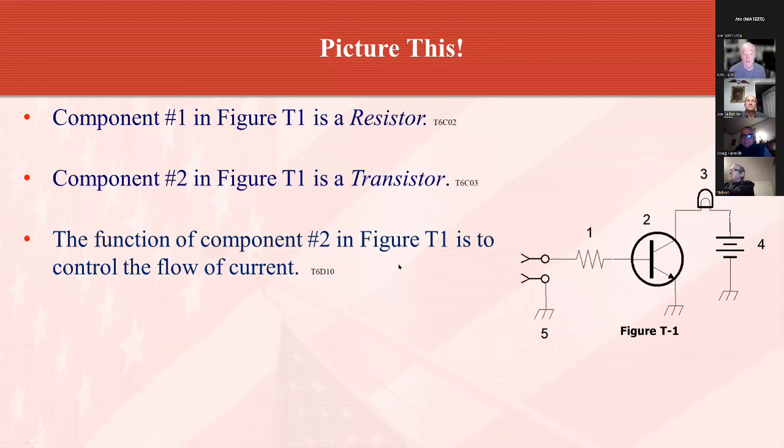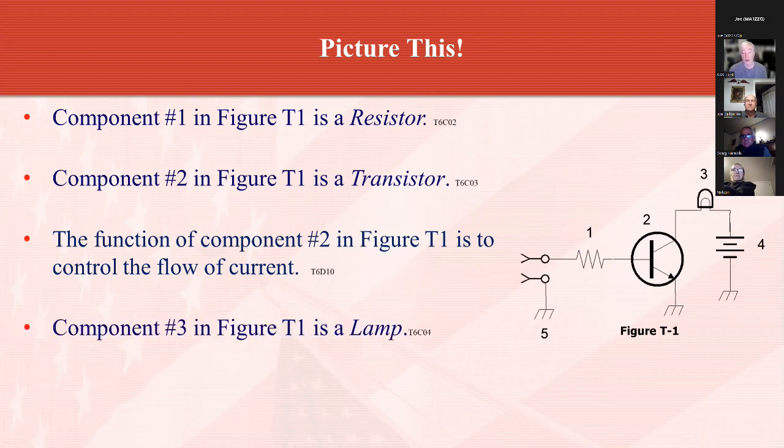Okay, moving on. The function of component number 2 in figure T1 is to control the flow of the current. And component 3, you saw one of these before, but it looked different, but it looks similar. It's a lamp. If you remember, it was more like a squiggly loop. So you'll see that every once in a while a symbol may not be exactly the same, but usually it's close enough to something else that you've already used to get the idea.